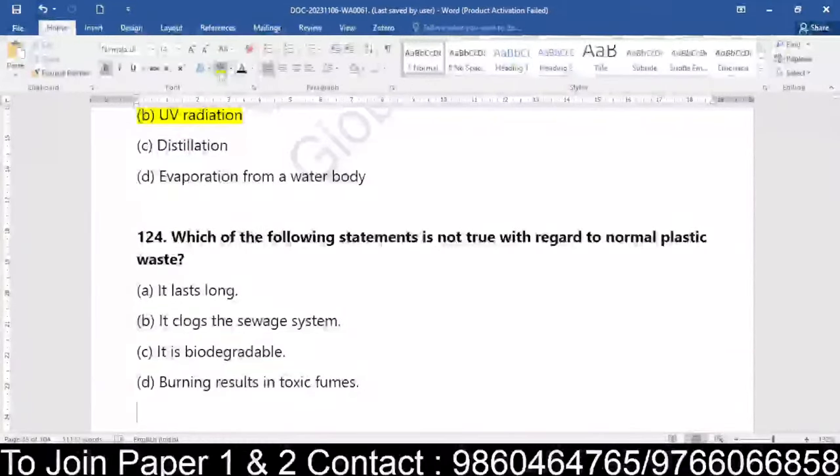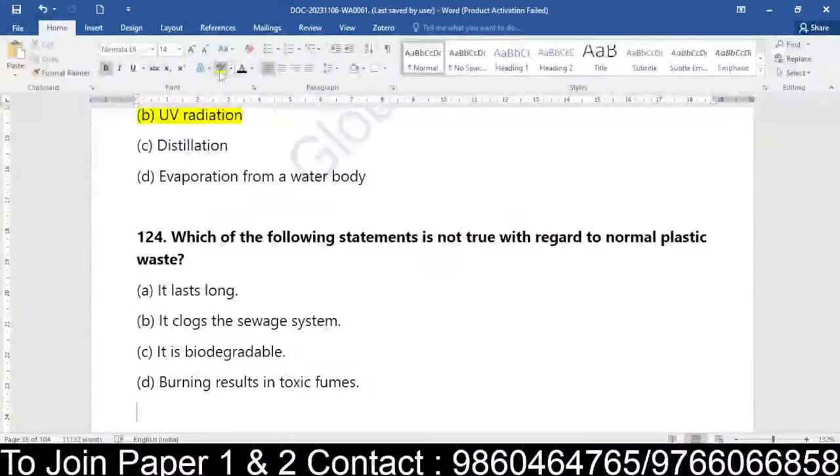Now coming to question number 124: which of the following statements is not true with respect to normal plastic waste? It lasts too long, it clogs the sewage system, it is biodegradable, burning results in toxic fumes. Which of the following statements is not true when it comes to normal plastic waste? Students who have joined a bit late, no problem, but make sure you read the questions and answer a little faster, so that you get practice for your final examination mock test.